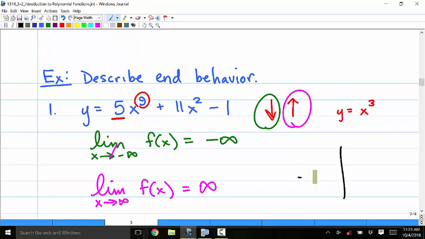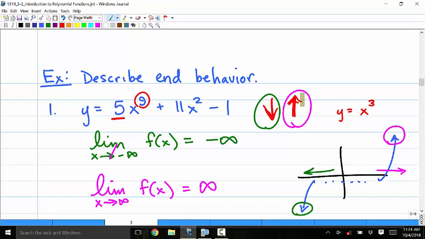If you were to go look at your graph, it would look like that, right? As you go out to negative infinity on your x, your y goes to negative infinity. As you go out to positive infinity on the x, the y goes to positive infinity. On the test, I'm good with you saying the end behavior is down, up. Let's do another one.